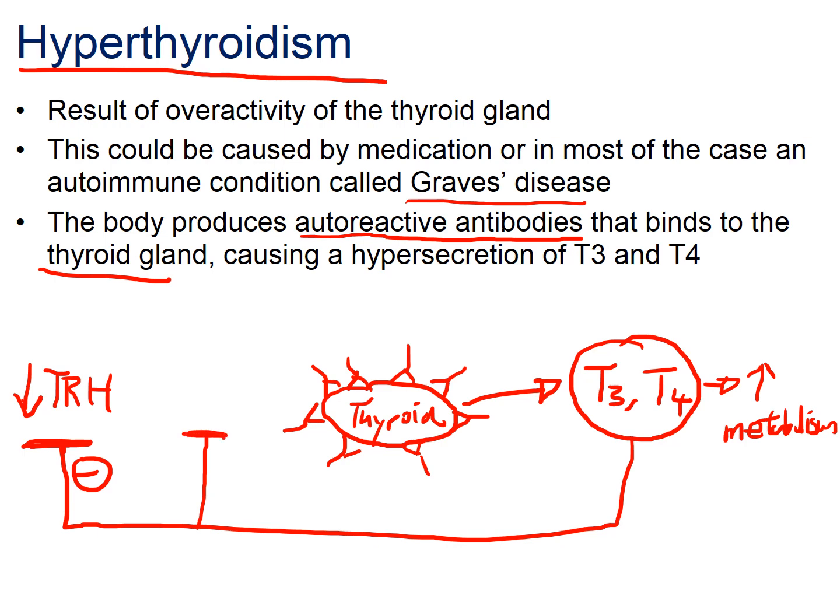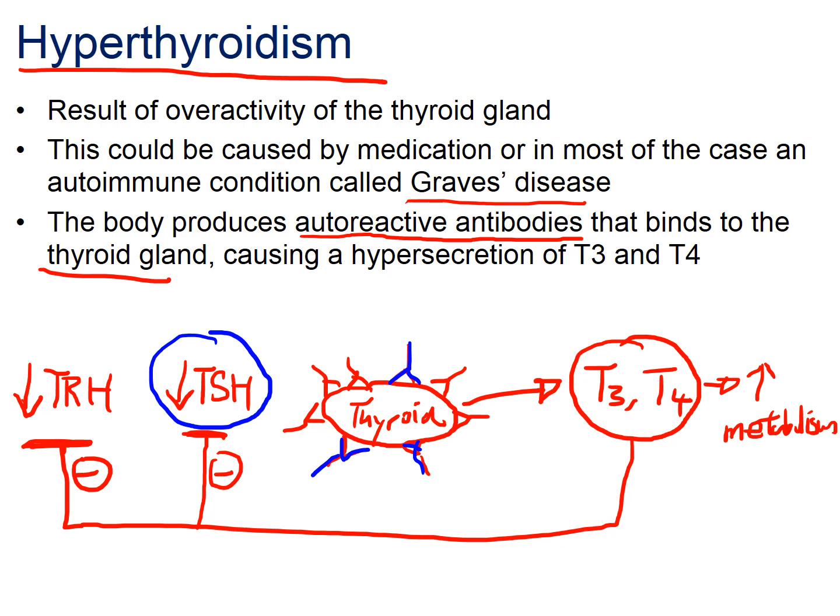At the same time, some of these T3, T4 will go to the anterior pituitary gland and decrease the level of TSH. Now, if this was a normal individual, the decrease in TSH should then tell the thyroid gland to slow down on the production of T3, T4. But that's not the case for hyperthyroidism. Despite the fact that you have low TSH, the thyroid doesn't care. The thyroid will continue to pump out a lot of T3, T4 because it got these antibodies stuck on it.